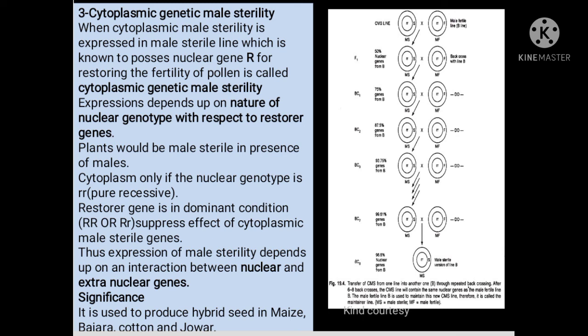The plants would be male sterile in the presence of male sterile cytoplasm only if the nuclear genotype is small r, that means pure recessive, while the restorer gene is dominant, whether capital R capital R or capital R small r, and suppresses the effect of cytoplasmic male sterile genes. Thus, the expression of male sterility depends upon interactions between nuclear and extranuclear genes.